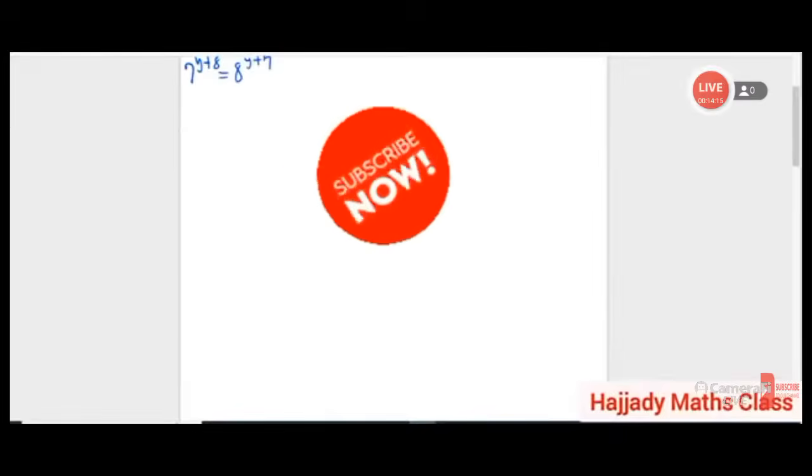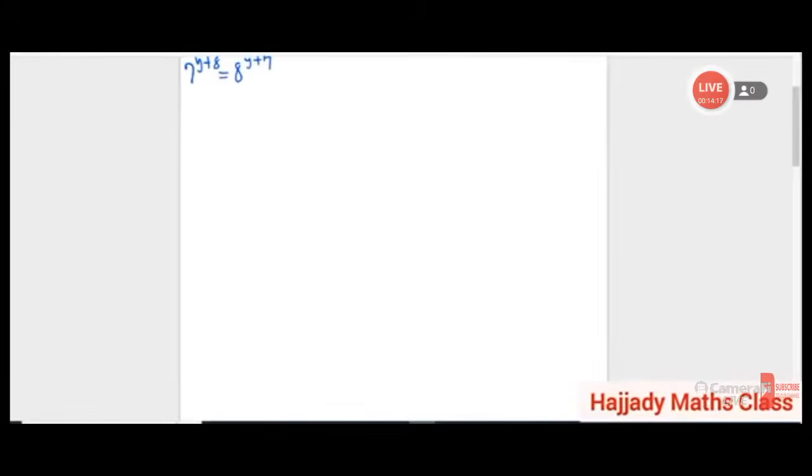Today we are going to proceed with this, and for us to proceed, we are going to make use of the rules of indices. Don't forget that when you have s raised to power a times s raised to power b, it is the same thing as s raised to power a plus b. So this rule will be applied here. So here I'm going to have 7 raised to power y times 7 raised to power 8 equals 8 raised to power y times 8 raised to power 7.